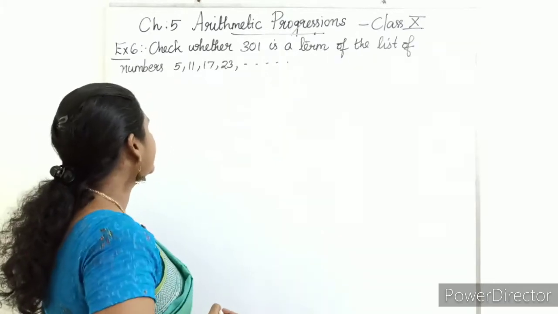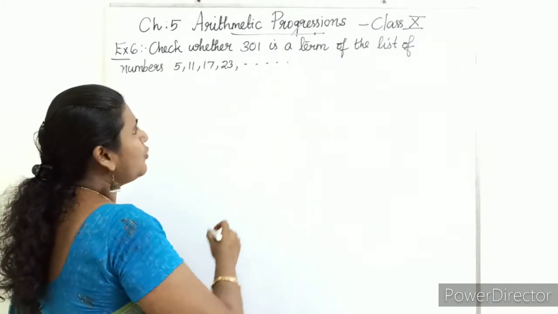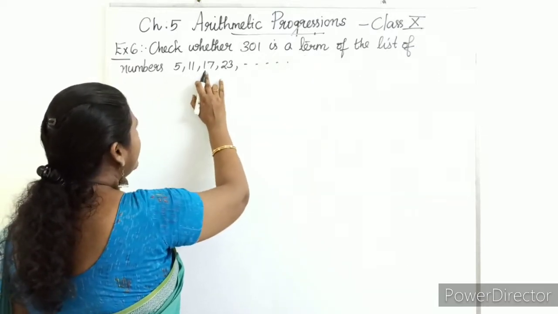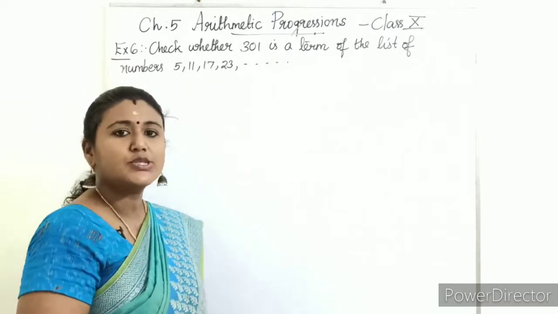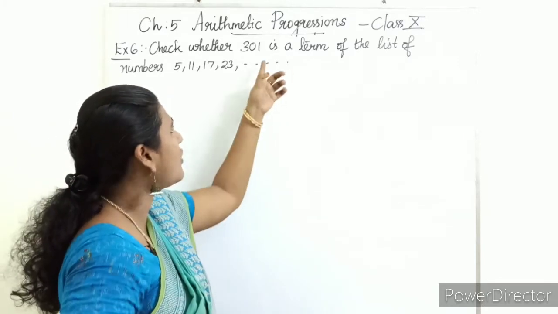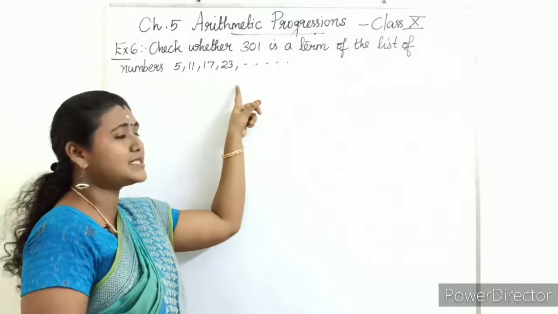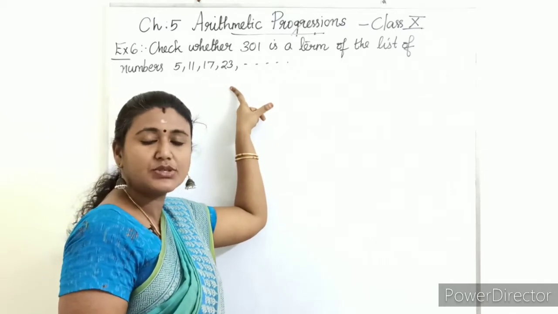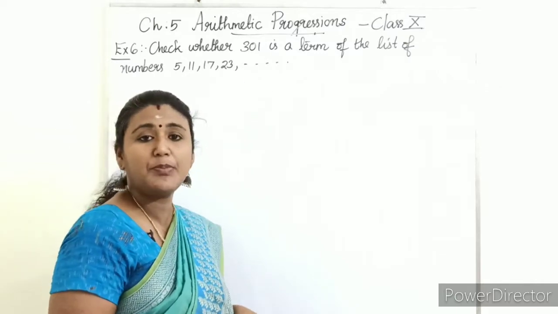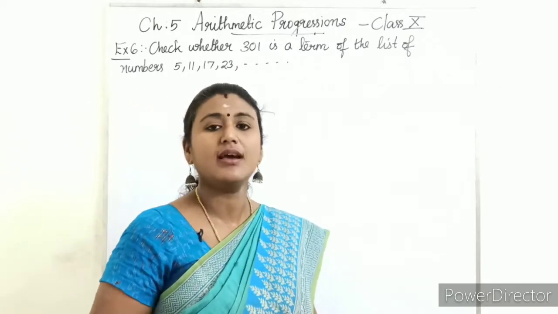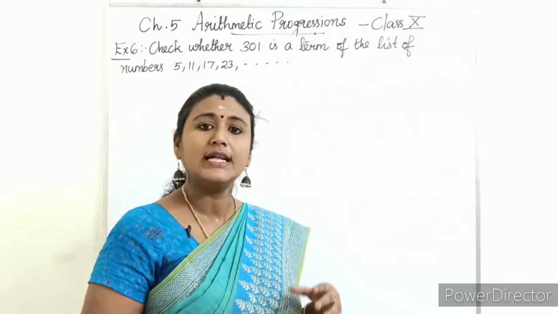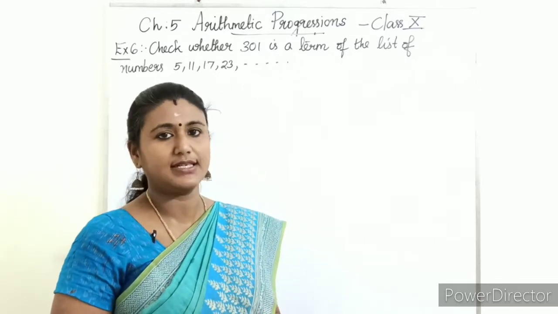Example 6. Check whether 301 is a term of the list of numbers 5, 11, 17, 23, etc. Here in this question we have to check whether 301 is a term of the list of numbers. It is not given whether the list of numbers forms an AP or not. So first we have to check whether the given list forms an AP, then we have to use the nth term formula.